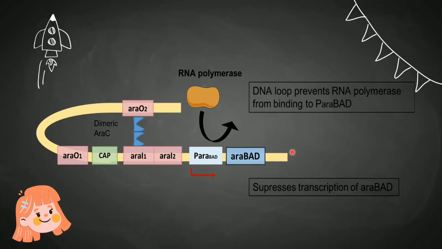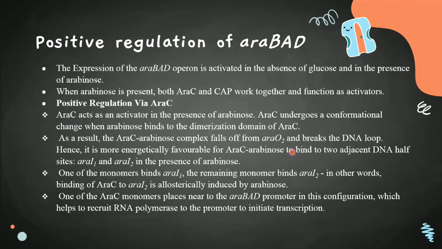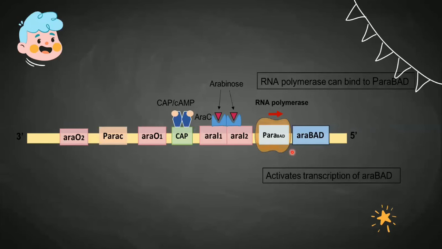Next, let's see how the positive regulation of your Arabinose operon happens. The BAD mRNA is formed by positive regulation. The expression of the ARA-BAD operon is activated in the absence of glucose and presence of arabinose. Your positive regulation can happen in two ways. One is by your RAC protein, and the other is by the cyclic AMP and CAP complex formation. Let's see how it forms under each condition.